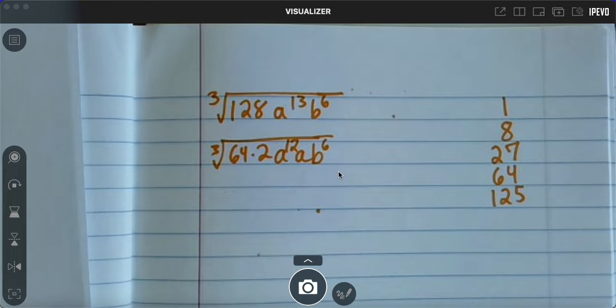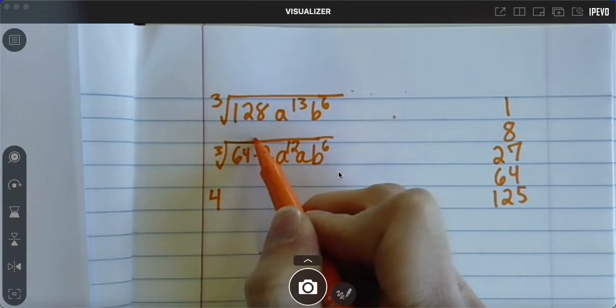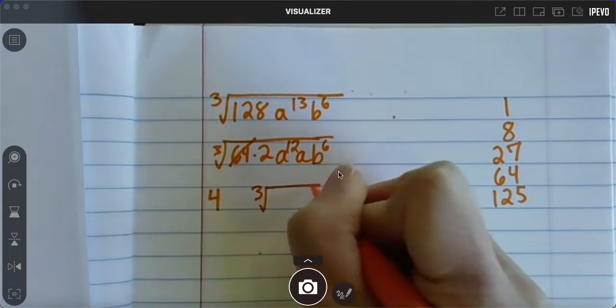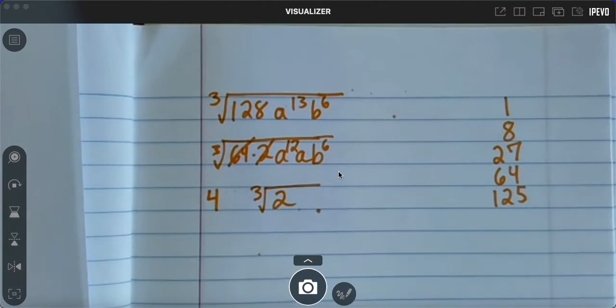Okay, so now let's do this cube root stuff. What is the cubed root of 64? 4. So I'm going to write that out here. Let me check that one off. My cube root of 2, it has to stay in there, doesn't it? Because it can't be taken out.